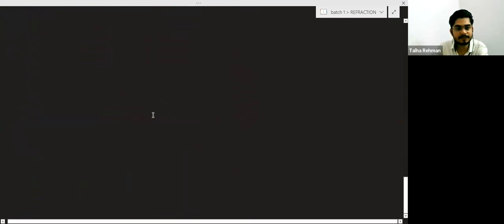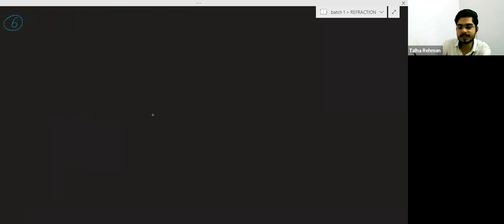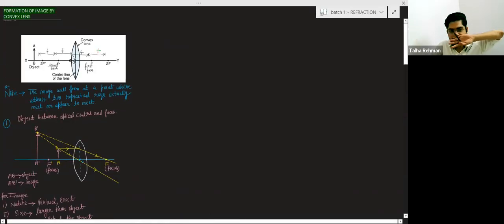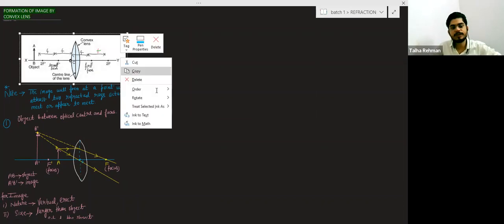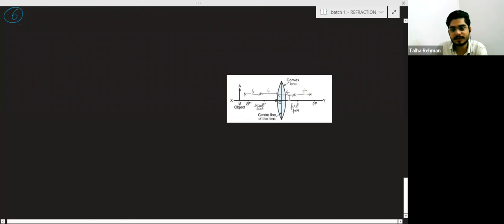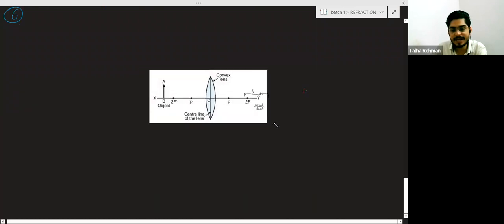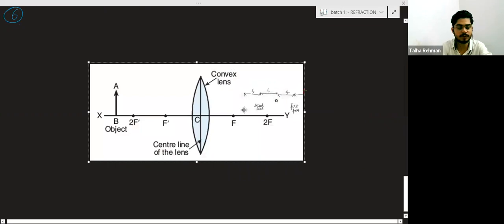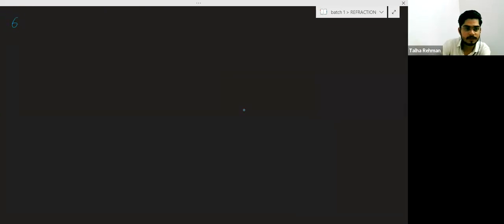Now we will have case number 6. In case number 6, we have a lens, and we have the object at infinite this time. What is the meaning of object at infinite? It means the object is at a very far distance from the lens. So now we will see what happens when our object is at infinite. This is a very simple case.